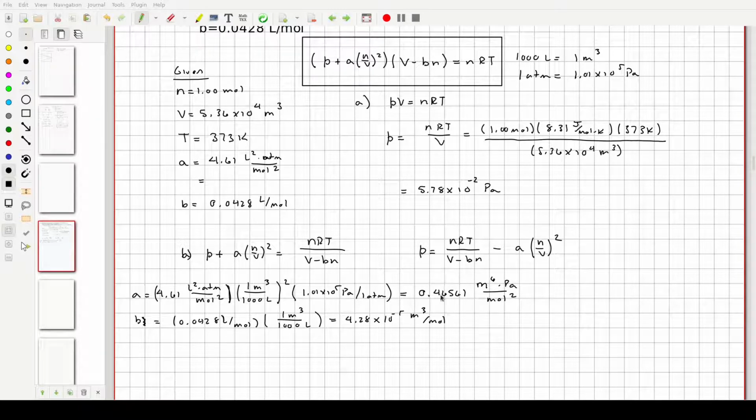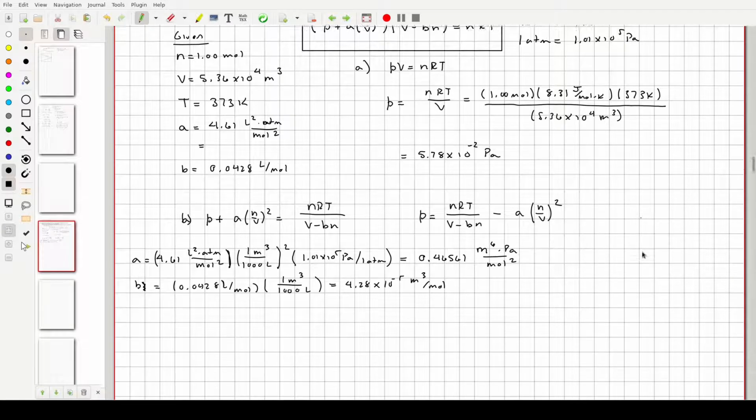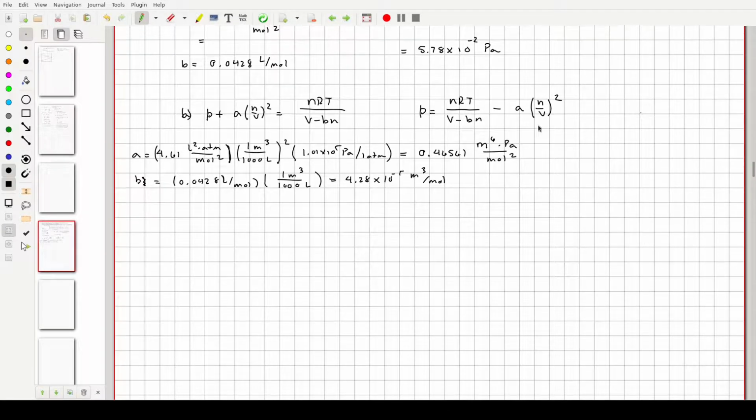Okay, so now let's do this. Our pressure is going to be the number of moles, 1.00 moles, times R. R is 8.31 joules per mole Kelvin. You have your temperature, which is 373 Kelvin. Then you have to divide that by the volume.